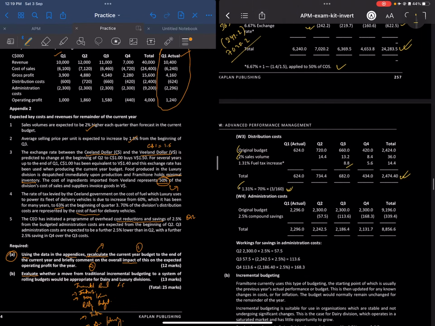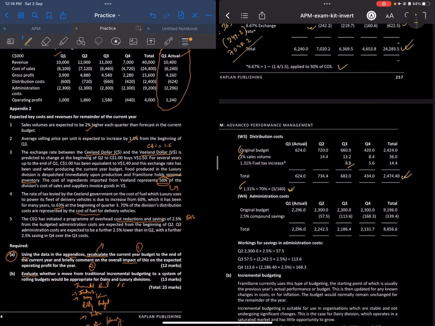For administrative cost, what's happening over here is there is a total original figure. Actual figure is there, 2300, and administrative cost, it says that 2.5% further, so it's compounded savings, right? So 2.5%, we could just do it this way as well. So 2300 times 2.5% is 57.5.